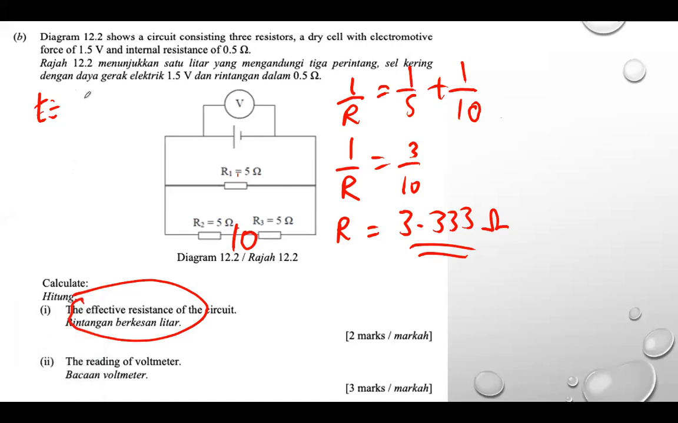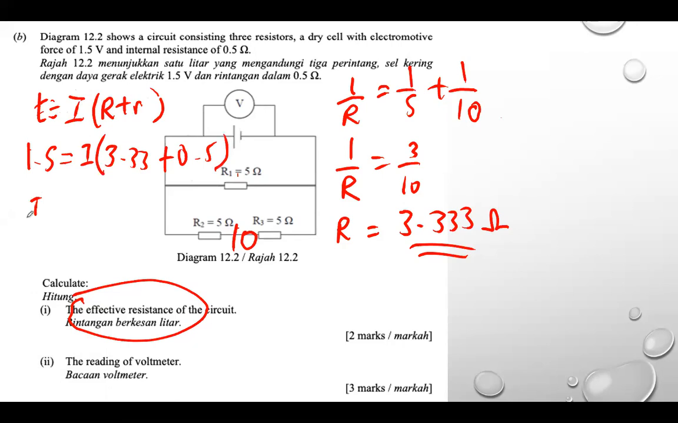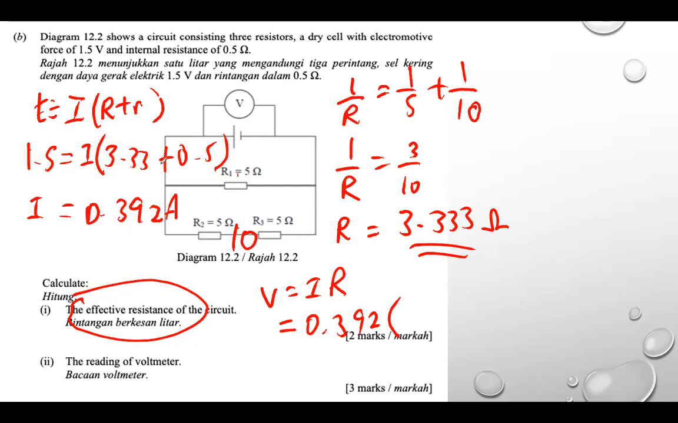Okay, so E equals I(R plus small r). We want to find I first, because we don't know what the reading of the voltmeter is until we know what the current is. Okay, so E is 1.5 equals I times, the big R is 3.33 plus the internal resistance 0.5. So you get that the current flowing is 0.392 amps. And then we use Ohm's law, V equals IR, which is 0.392 times the R that we use, which is not 3.33 plus 0.5, it's just 3.333. Okay, so we will get 1.304 volts.